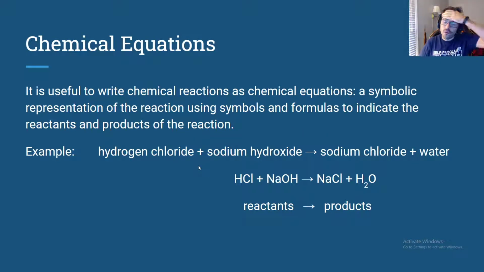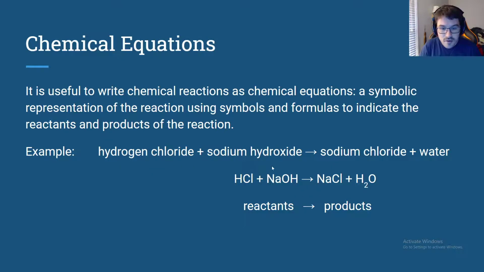Okay, now when we write chemical reactions down on paper, we're going to use what is called a chemical equation. It's kind of like a math equation, all right? It's a symbolic representation of the reaction using symbols and formulas to indicate the reactants and products of the reaction. So here's an example. We would do this in class if we were actually in the classroom. If and when we come back to the classroom, we will definitely be doing lots of reaction demos in class. So this is hydrogen chloride, or really hydrochloric acid, plus sodium hydroxide, 2 solutions that are in liquid form. You mix them together, they're going to react with each other to form salt, sodium chloride, and water.